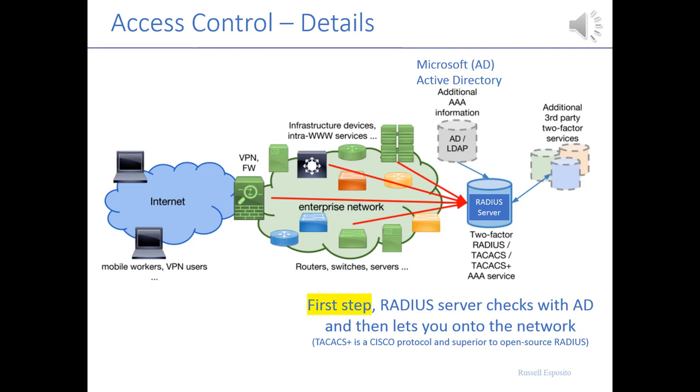But the bottom line for you to understand is you log on to the RADIUS server first. It checks Active Directory or the domain controller, ensures that you have the right privileges to access the network. It'll process multi-factor authentication if that's in the loop here in the picture, and then it lets you onto the network. That's the first step.